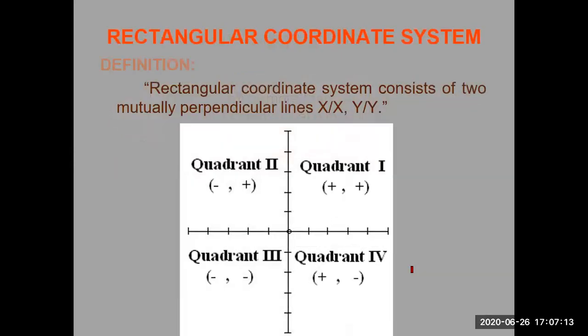So the rectangular coordinate system consists of two mutually perpendicular lines. One is called X and the other one is called Y. So in this case, X is plus, Y is also plus. This is called the first quadrant.